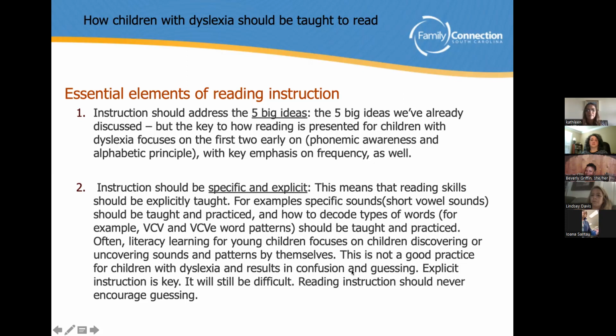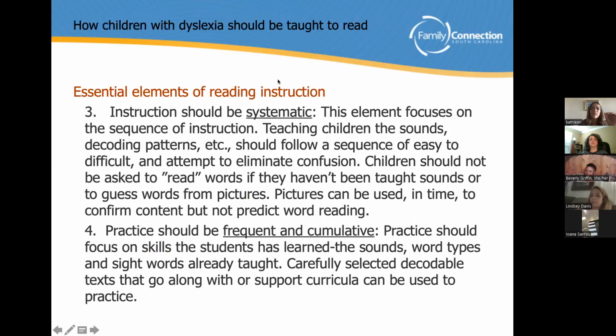And again, we don't want guessing, because that is what is going to happen. And please, if your child gets moved to a tier 2, make sure that their tier 2 instruction involves specific and explicit instruction and not word guessing. It happens. The third thing is systematic, okay?